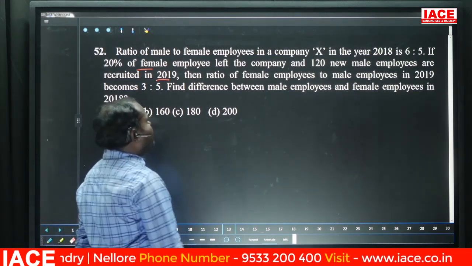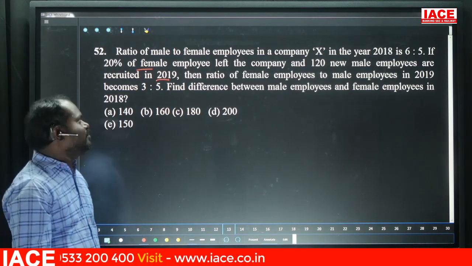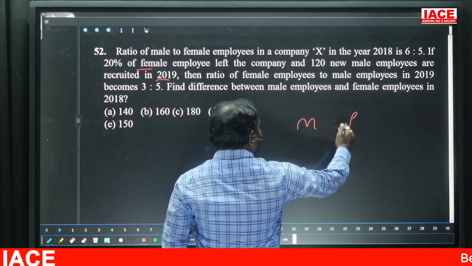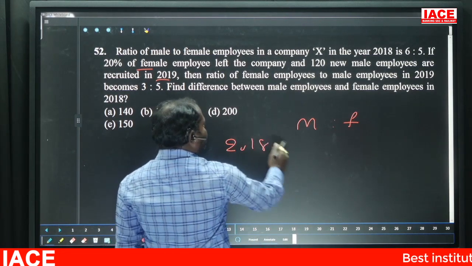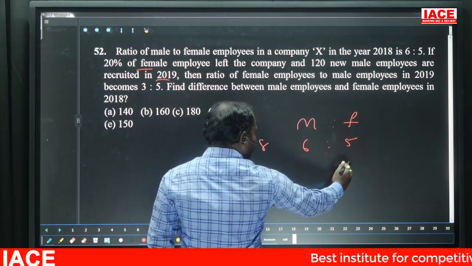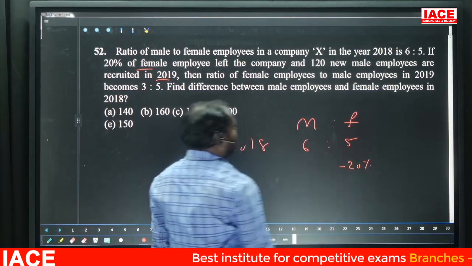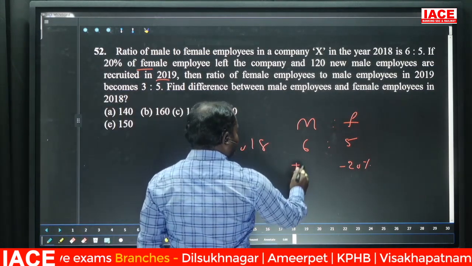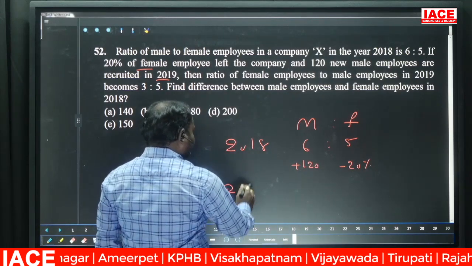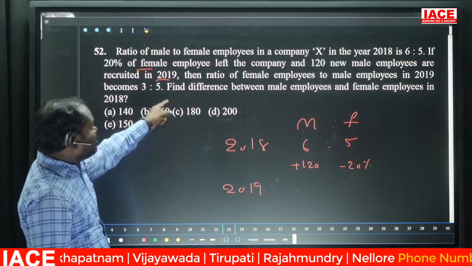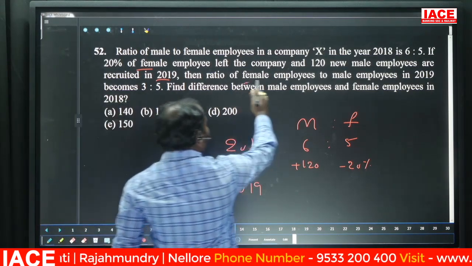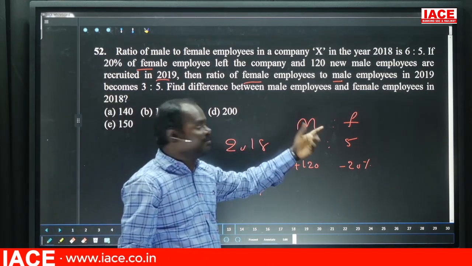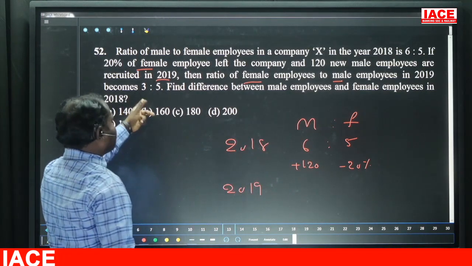He was talking about female and male, 2018 and 2019. First sentence: the male to female ratio in 2018 is 6 is to 5. Later, 20% of the females left, and 120 new males were recruited. At that time in 2019, the ratio of female to male is given in reverse order, so we should be careful. We wrote it as male to female, so we make it reverse: 3 is to 5 becomes 5 is to 3.